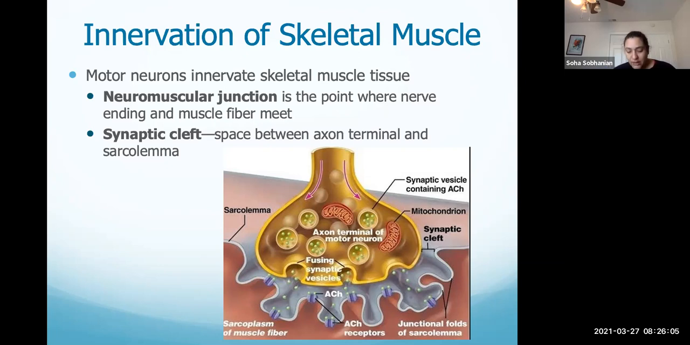Now, depending on the muscle, depending on the location, depending on the neuron, 1, 2, or all 3 methods can be used for muscle relaxation. So just as far as you know all 3 paths, you're good to go.